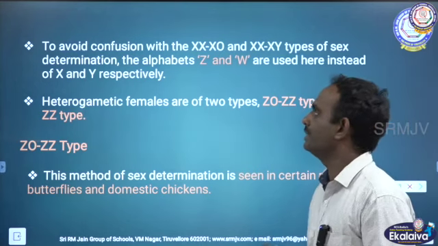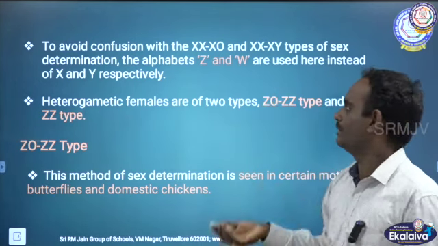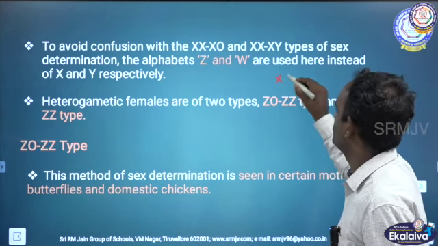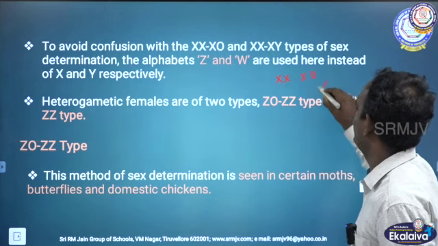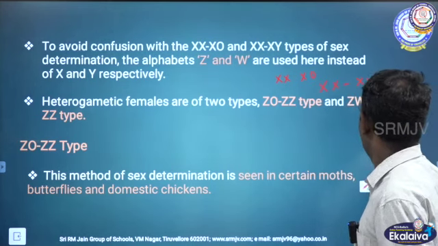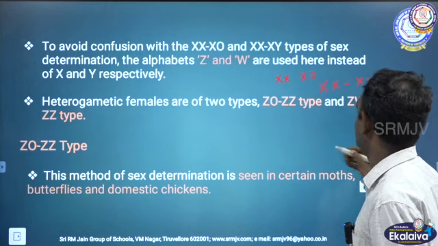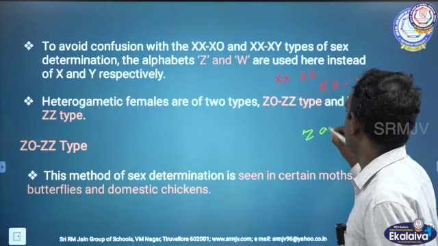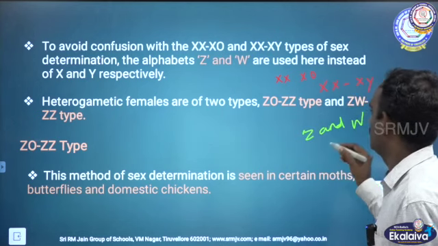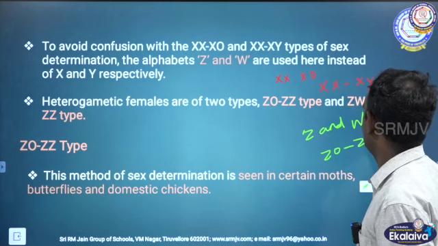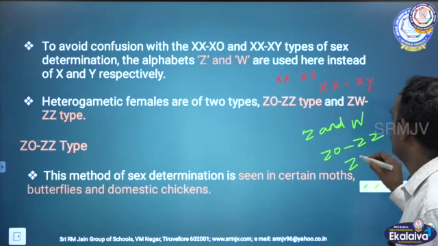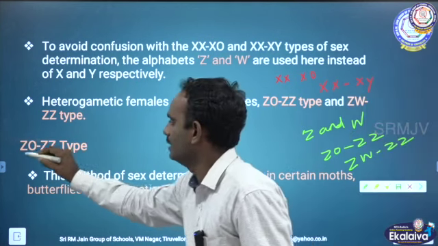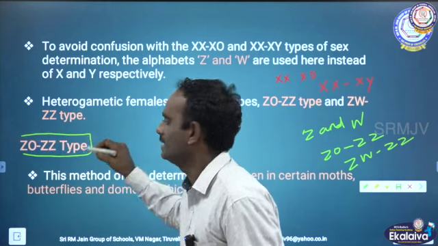To avoid confusion between heterogametic male and heterogametic female, instead of XO, XX and XY, XX, we replace these alphabets with Z and W, that is ZO, ZZ, and the second one is ZW, ZZ type. So first we will see the ZO and ZZ type.